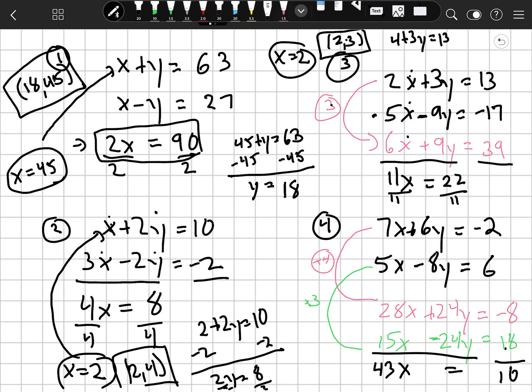And the 24y and the 24y cancel out. And then I just divide by 43 to get 10 over 43. That should be my answer for x, unless I made a mistake. I may have made a mistake in there because I was hoping for a whole number answer. Maybe you can walk through that one and see where the mistake was.